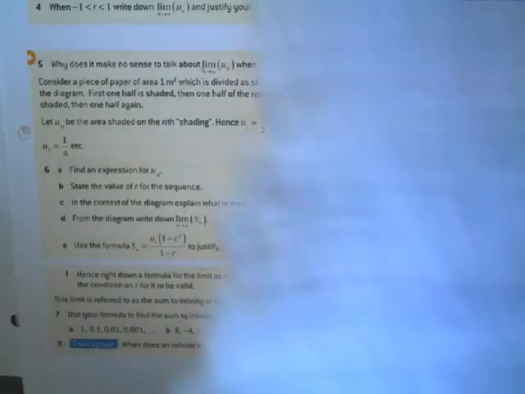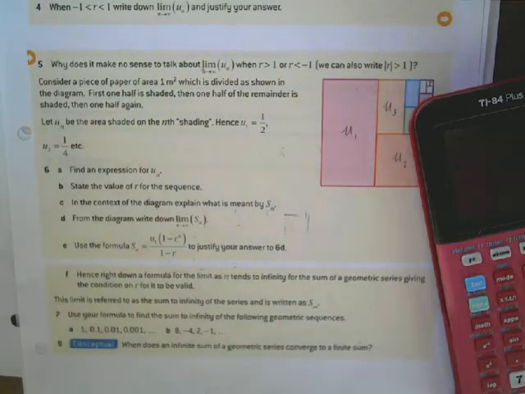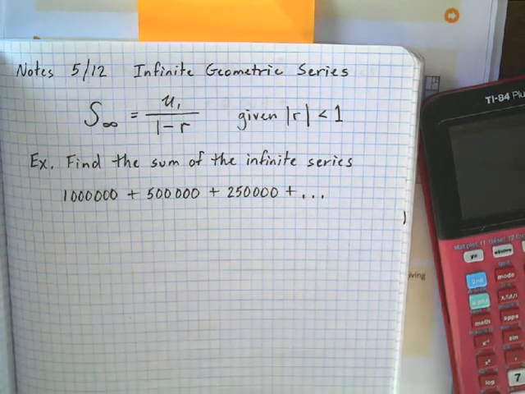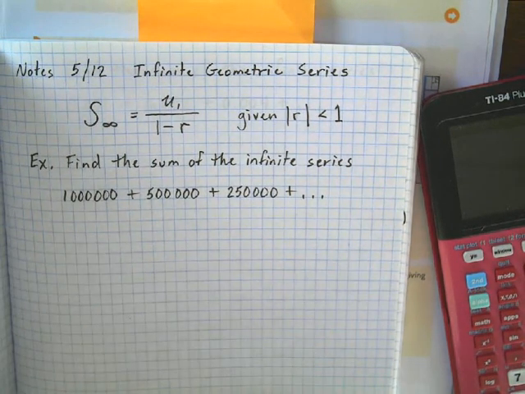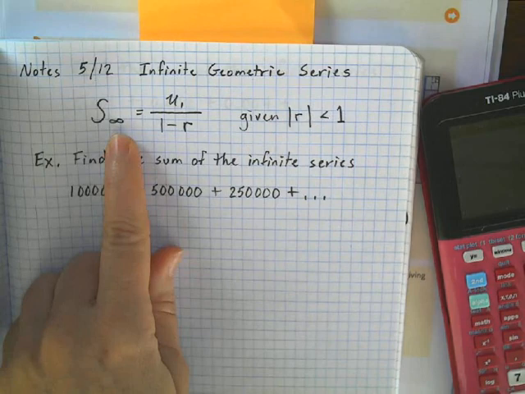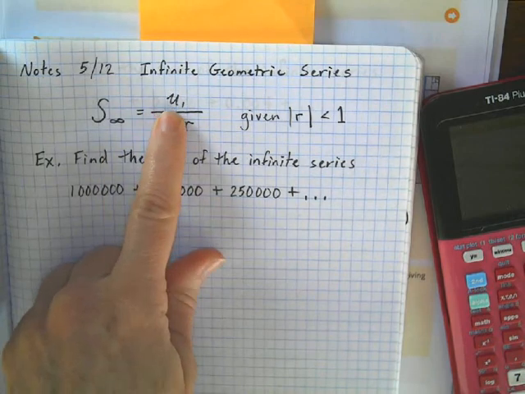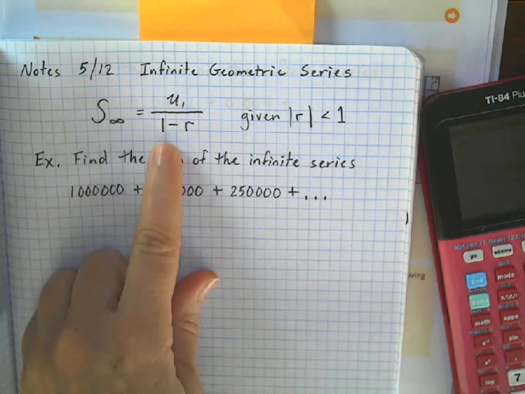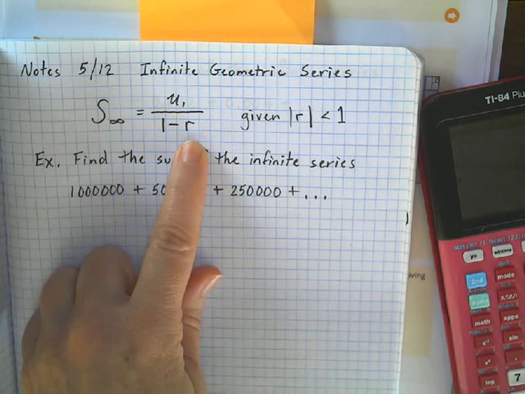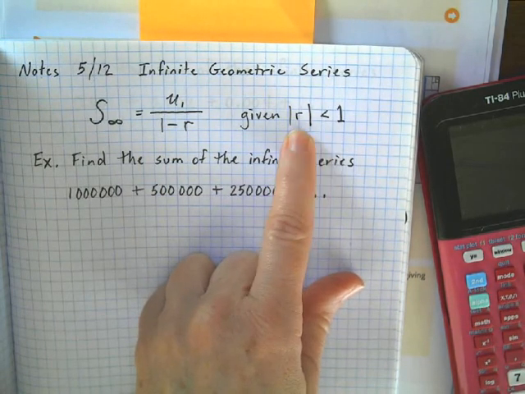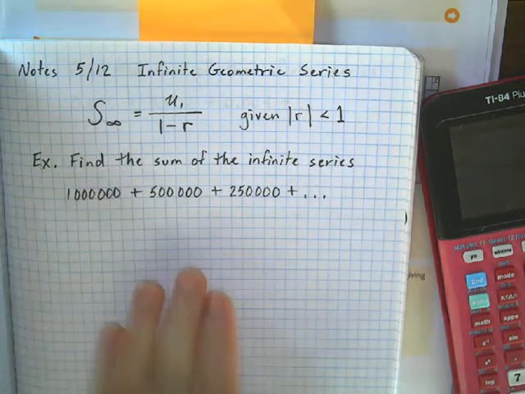Okay, so back to our notes. We are going to do a couple of problems with this formula. All right, so infinite geometric series. The sum of the series as the number of terms goes to infinity is equal to the first term, remember, u sub 1 is the first term, divided by 1 minus r, and r is the common ratio. And this only works if the absolute value of the common ratio is less than 1. Okay, so let's do an example here.